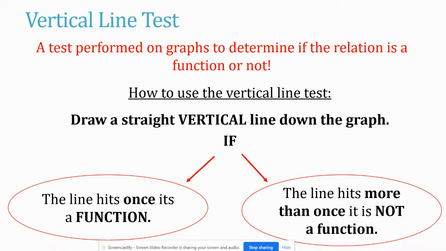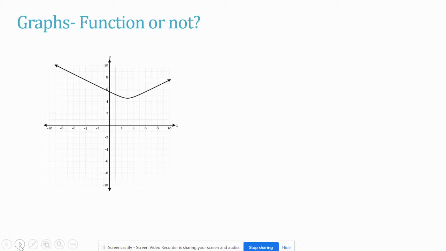What can also happen is that the line can hit more than once. That would mean that the x values are repeating, so that makes this not a function. Okay, so vertical line, if it hits once, it's a function. If it hits more than once, it is not a function. So let's look at some examples so we can get a better idea of what this looks like. Okay, graphs, function or not.